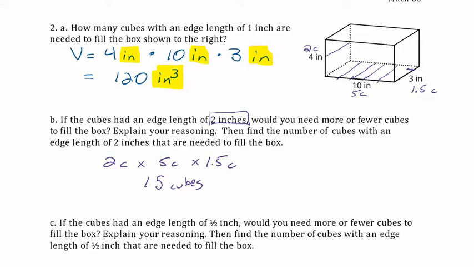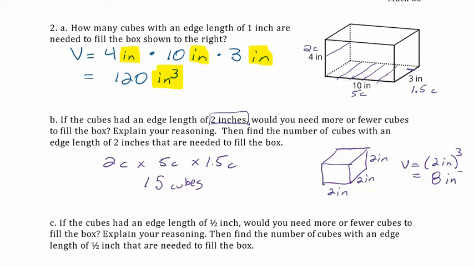Now what's another way we could think about this? I'm going to guess some of you did it this way. Let's look at these cubes that are 2 inches on a side. Okay, so let's say I have a cube that's 2 inches on each side. 2 inches by 2 inches by 2 inches. What's the volume of that cube? Well, it would be 2 inches times 2 inches times 2 inches, or 2 inches cubed. 2 times 2 is 4, times 2 is 8. So the volume of that cube is 8 cubic inches.